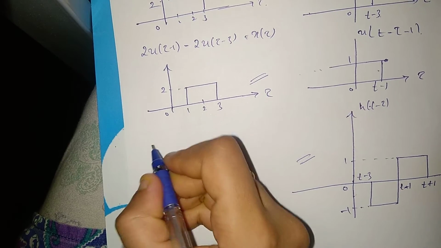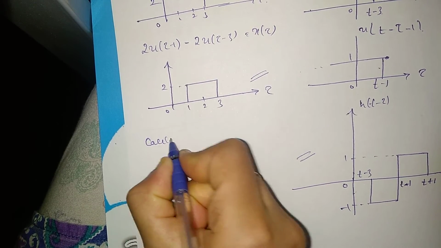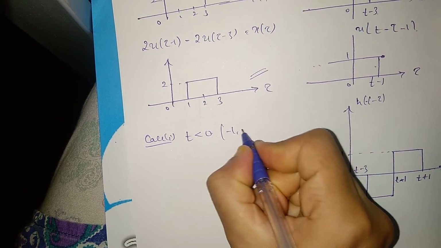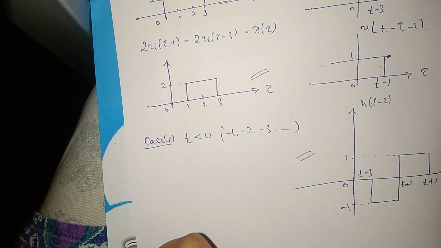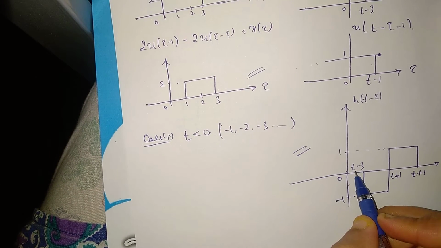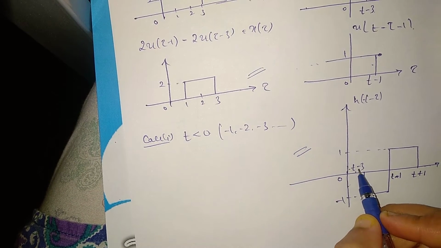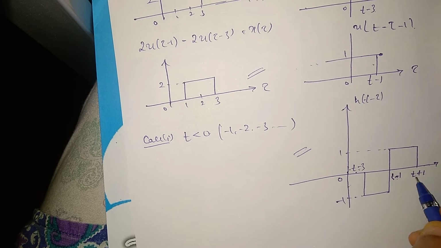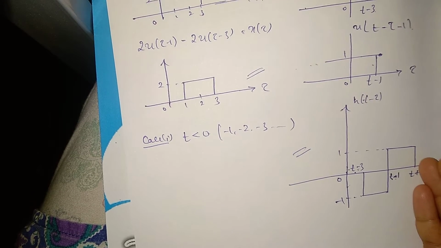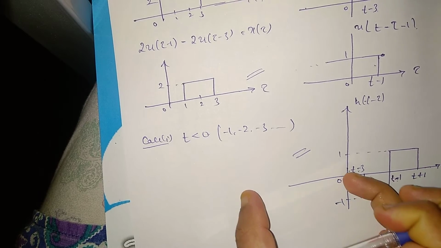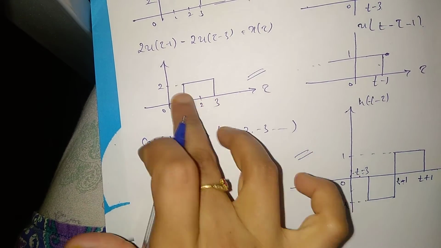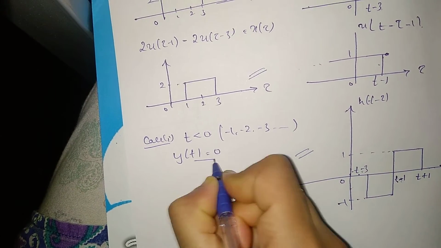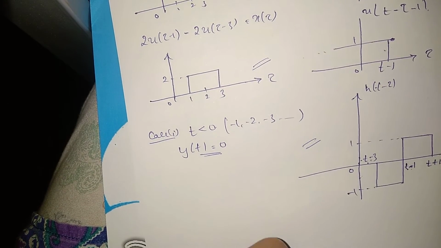Let us consider case number 1. If t is less than 0, that means minus 1, minus 2, minus 3, etc. If t is minus 1, what will these values be? Minus 1 minus 3 is minus 4, minus 1 minus 1 is minus 2, minus 1 plus 1 is 0. So the waveform lies before 0. There are no common values, so y of t is 0 because there is no overlap for the multiplication.